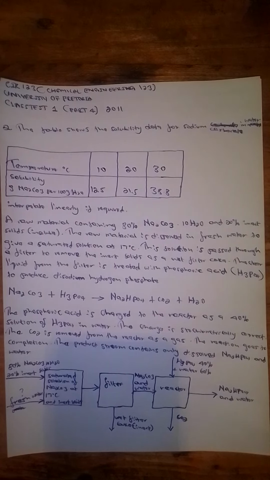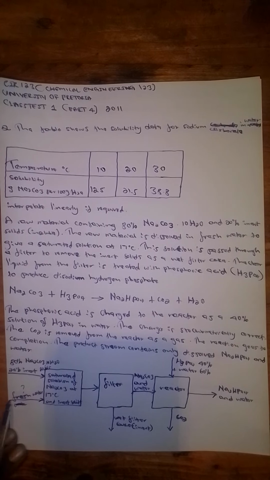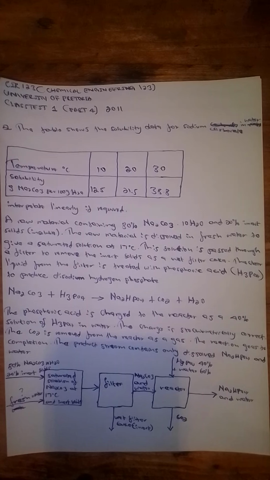Now it continues to say a raw material contains 80% sodium carbonate, Na2CO3·10H2O, and 20% inert solids, which are insoluble. The raw material is dissolved in fresh water to give a saturated solution at 17 degrees Celsius. So I made an illustration here. We have the raw material, which is 80% Na2CO3·10H2O plus 20% inerts, and it's mixed with fresh water to give a saturated solution of Na2CO3 at 17 degrees Celsius. It's important to understand that even in this saturated solution, we still have the inert solids, the insolubles.